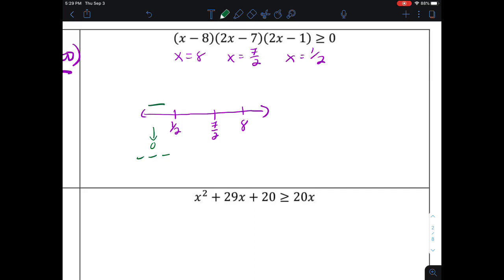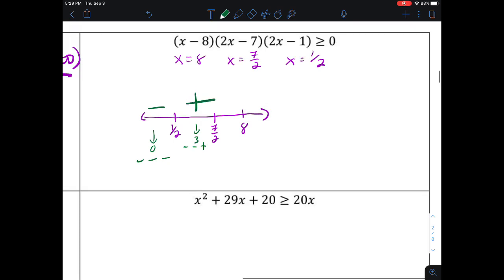Now pick out a number between 1/2 and 7/2. How about 6 over 2, which makes 3. If I put in 3 for my x's, 3 minus 8, negative. 2 times 3 minus 7, negative. 2 times 3 minus 1, positive. 2 negatives make positive. And then pick out a number between 7/2 and 8. Doesn't matter. Let's pick out 7. I know 7's in between there. So if I put in 7 for x, 7 minus 8, negative.